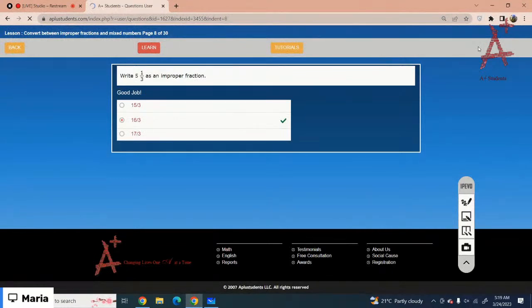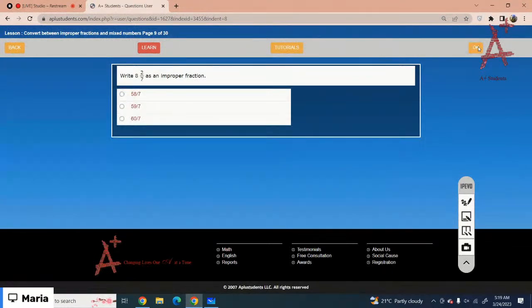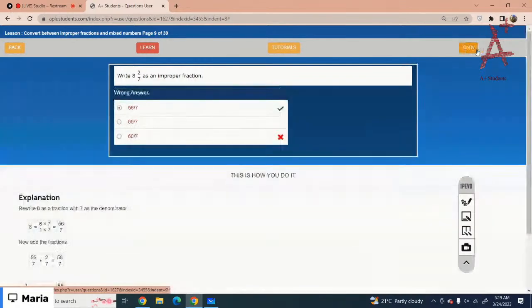Got it? Okay, the next one is write 8 whole 2 over 7. So which is the correct option? Option 1, 2, 3. Which is the correct option? Yes, it is 60 over 7. Got it? So the correct option is 60 over 7. Oh, okay, 58 over 7. Sorry, not 60 over 7. It is 58 over 7.